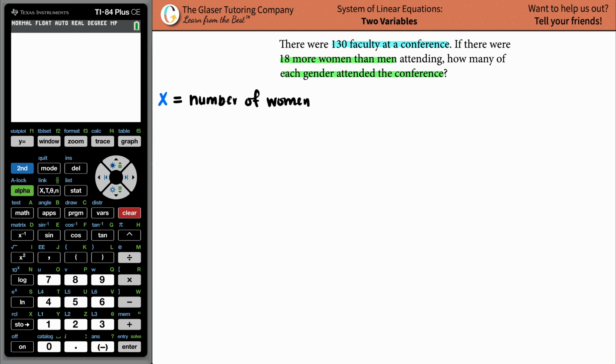Just know that you can't say X again, because if you say two X's, that means that the number of women were the same as the number of men that went to this conference. But in the second sentence, they already said that's not true. There were 18 more women than men. So that's why you need a different variable. Use any letter. I'm just going to use the other letter, Y.